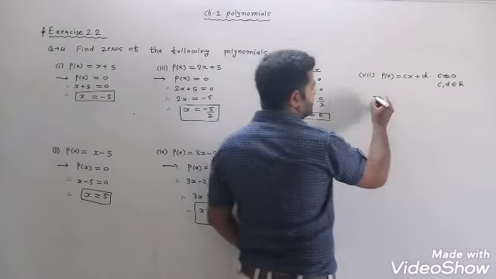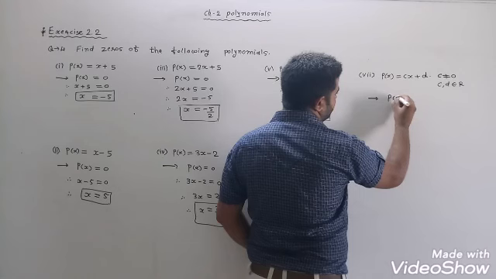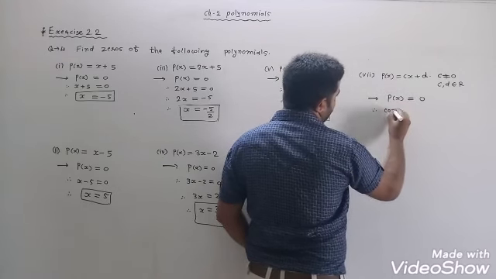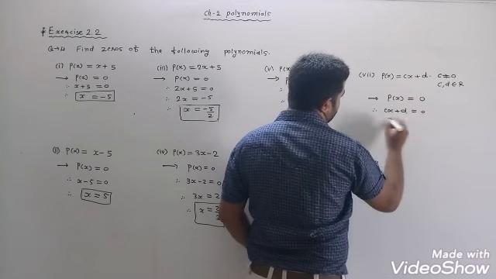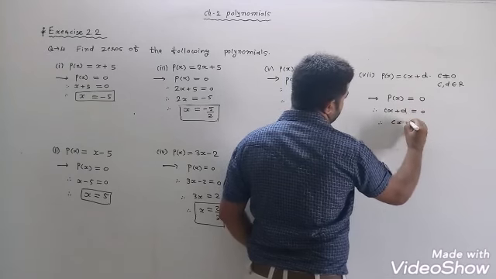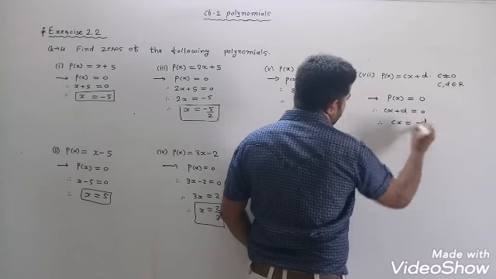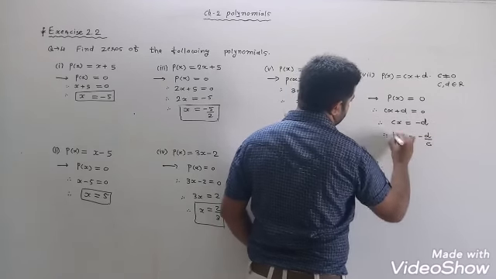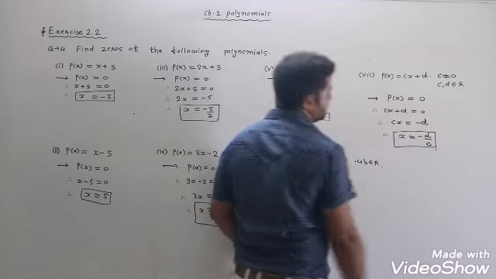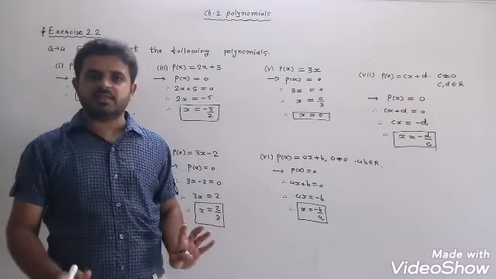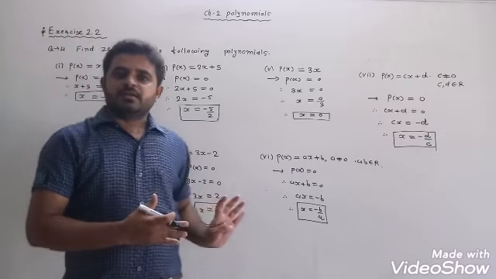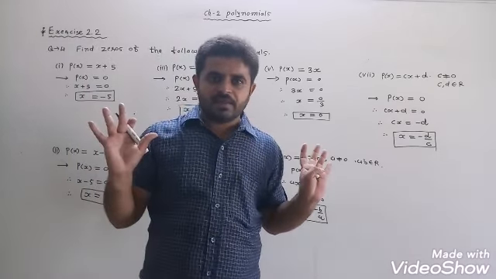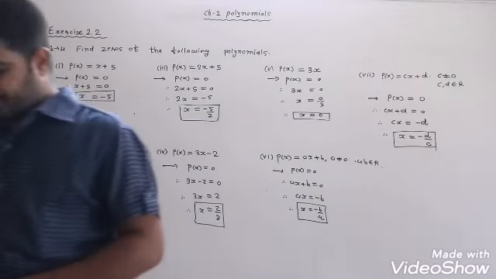Okay. So the seventh question, p of x is equal to 0. It means that cx plus d is equal to 0. Cx as the subject, then plus d becomes minus d. With x as the subject, it is minus d by c. This is the answer. Any doubt in this whole question? This is the method of finding the zeros of a linear polynomial. Any doubt?